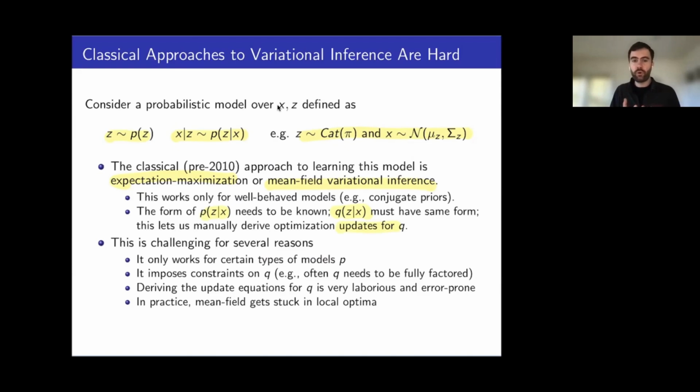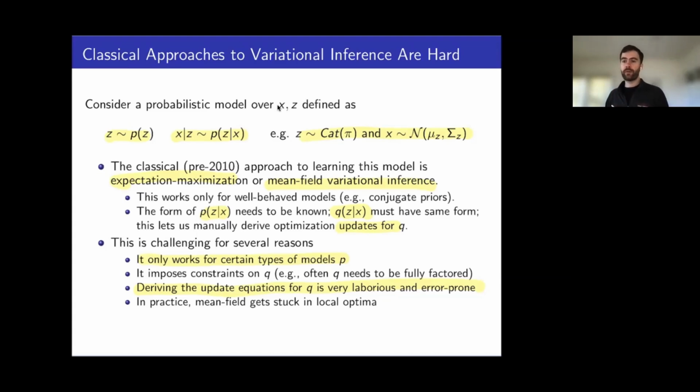It only works if we know the true posterior P of z given x, which is something we happen to know when we have a mixture of Gaussians, but when we have a more complicated distribution, we might not know that. So these classical approaches would only work for certain types of models where P of z given x is known. And so again, this has a lot of limitations. These classical approaches in variational inference only work for certain models. And even if we could apply these techniques, they require a lot of manual work for deriving the updates for the approximate posterior Q.